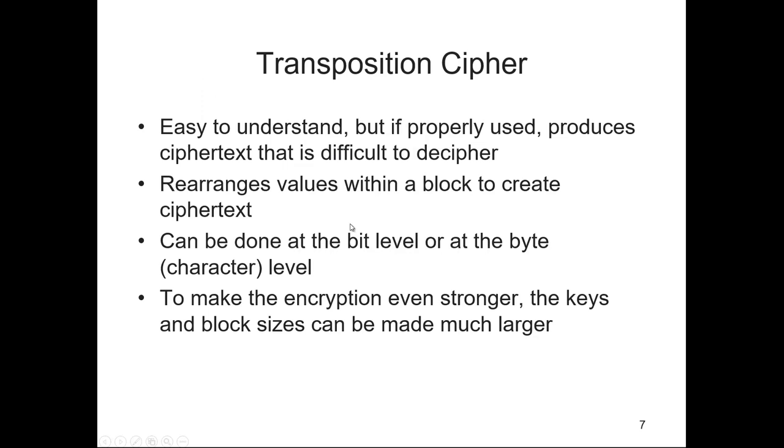The transposition cipher, or permutation cipher, method simply rearranges the values within a block to create the ciphertext. This can be done at the bit level or the byte character level. Transposition ciphers move these bits or bytes to another location in the block, so that bit 1 becomes bit 4 and bit 2 becomes bit 7, etc.